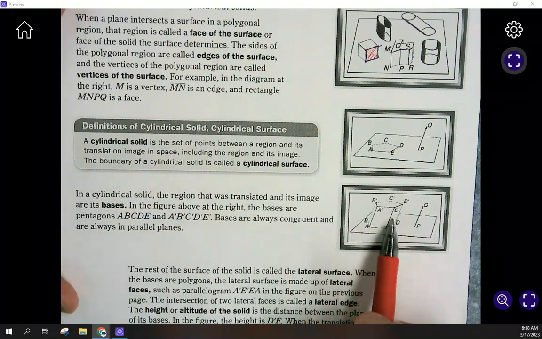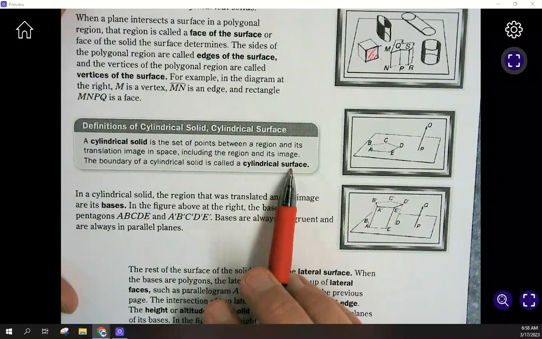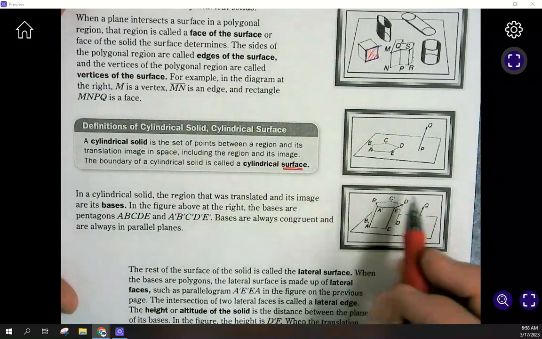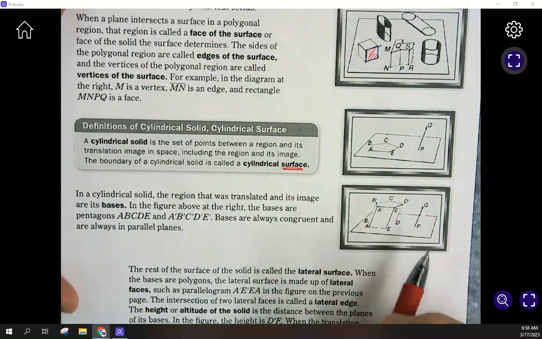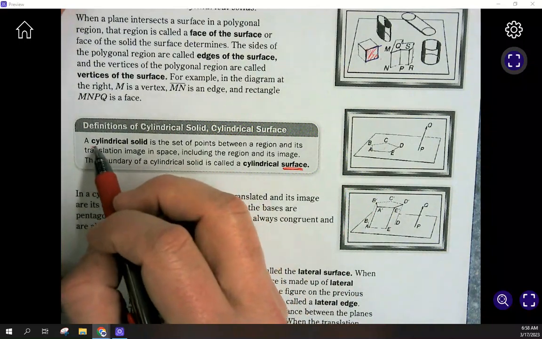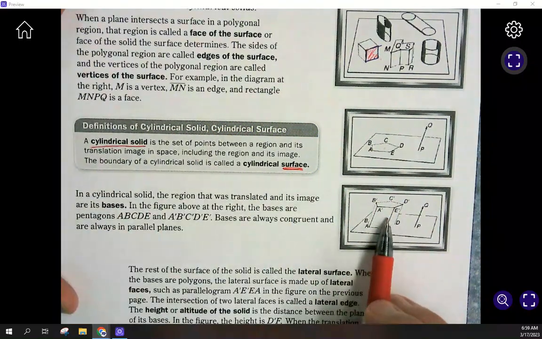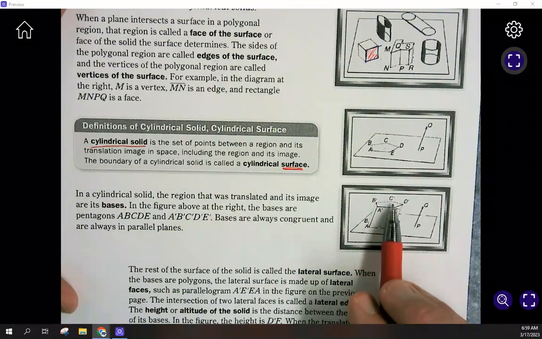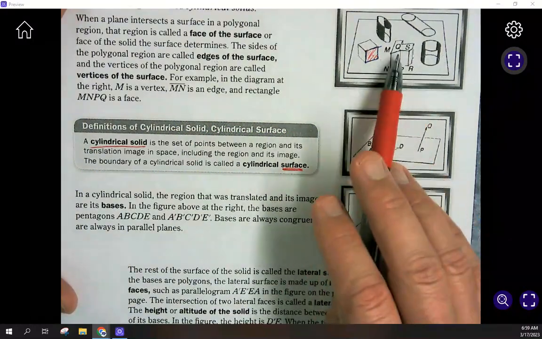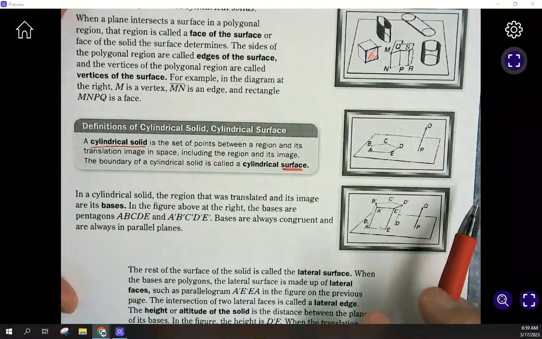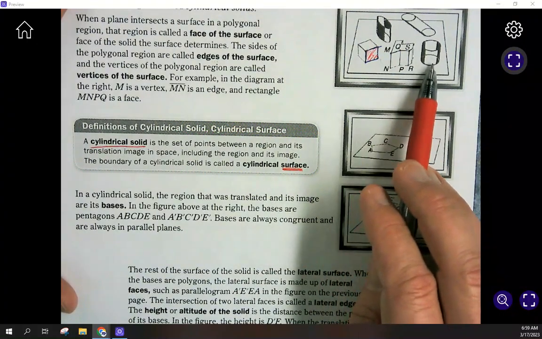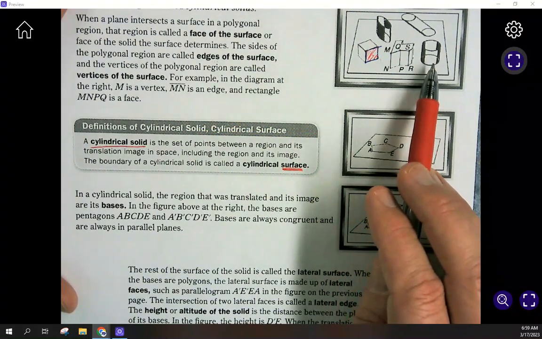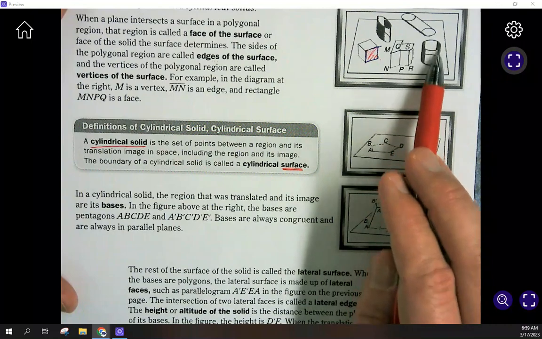If we just talk about the outside of it, that's the surface. If we talk about the whole shape, including what's inside of it, then it would be a cylindrical solid. Notice this doesn't look like a cylinder, but it's still considered a cylindrical solid. It's got its bottom and its top that are matching bases. One is a translation of the other. So you have all these examples up here of cylindrical solids. They all started off as a base that was then translated and then connected.